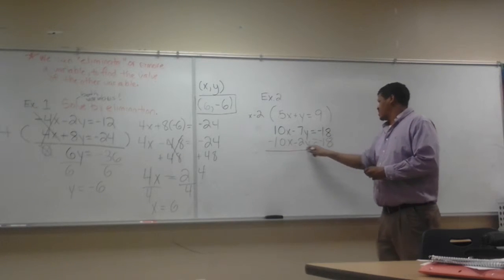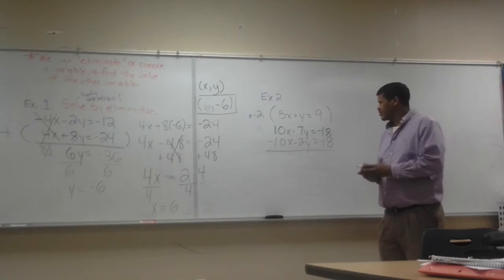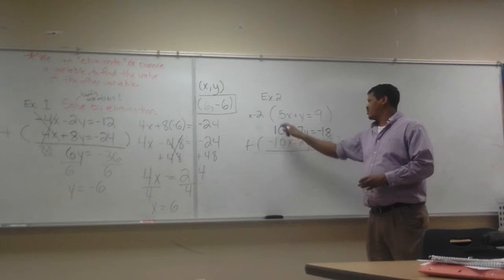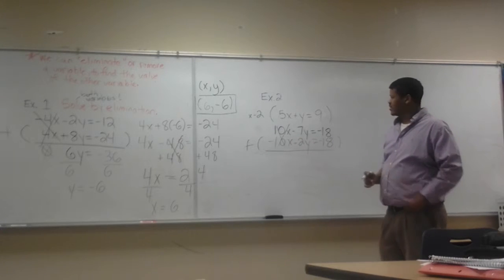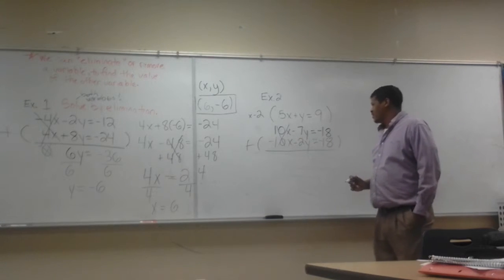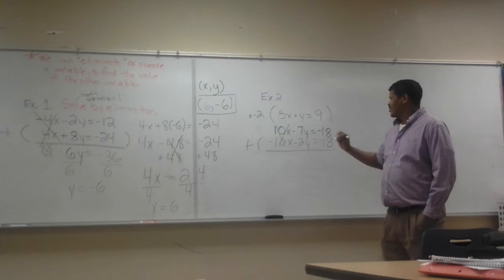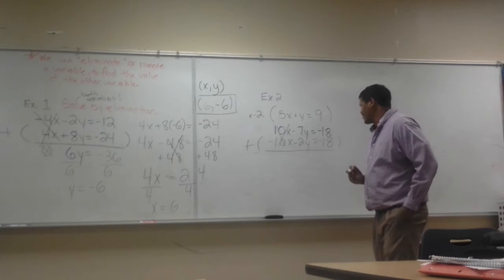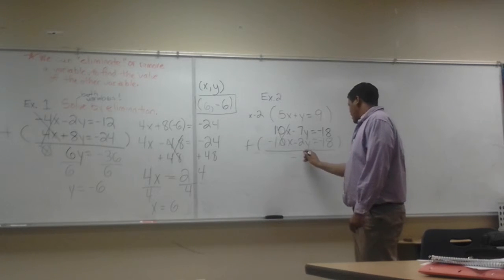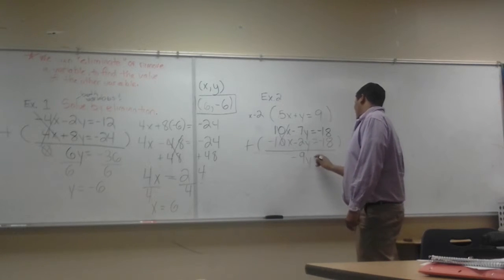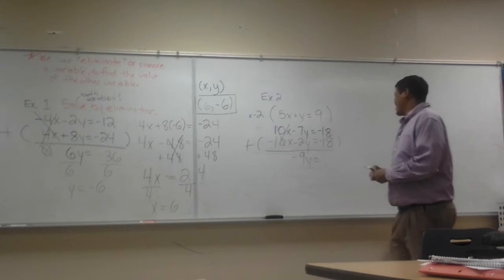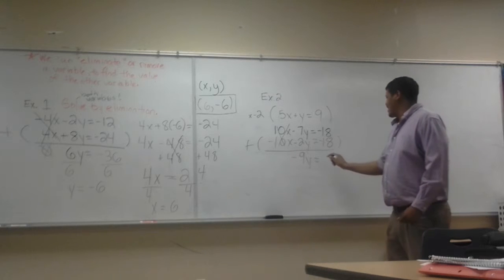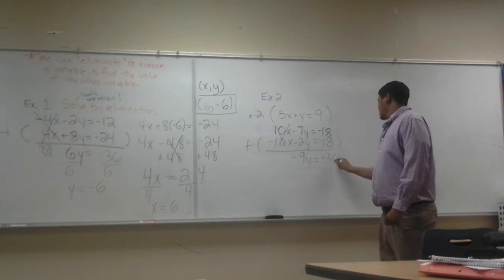-18. And now let's go ahead and add our equations together. 10 plus negative 10 will just cancel out and leave nothing. Then negative 7y plus negative 2y is negative 9y. That is a very common mistake. It's negative 9. And negative 18 plus negative 18 is negative 36.